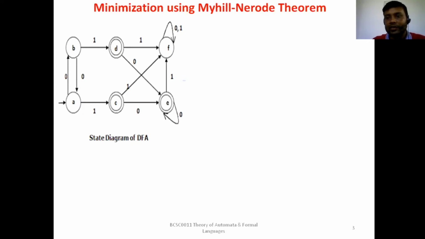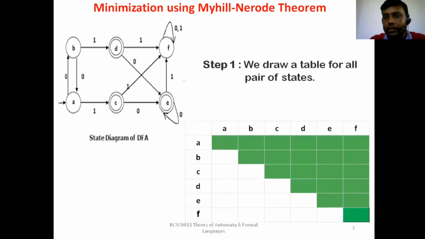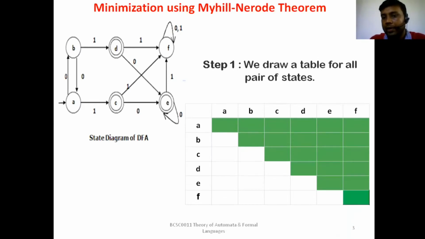As I have told you, the first step is to construct a table for all pairs of states. As you can see in this diagram, we have 6 states, that is A, B, C, D, E, F. Therefore we have to construct a 6 by 6 table having 6 rows and 6 columns, one for each state. That's why we have taken a 6 by 6 table.